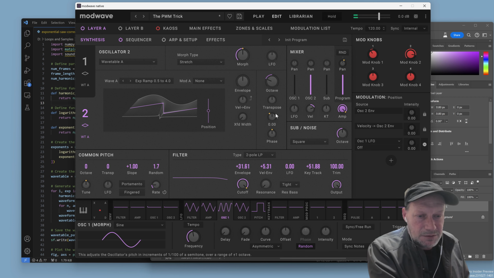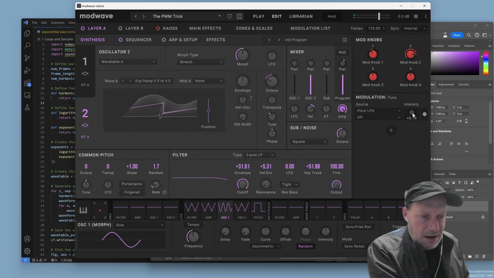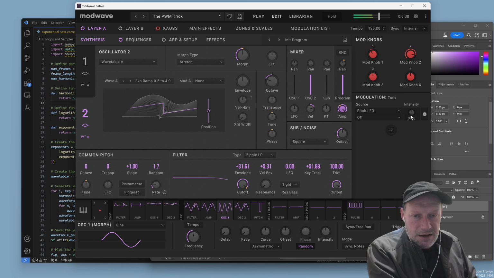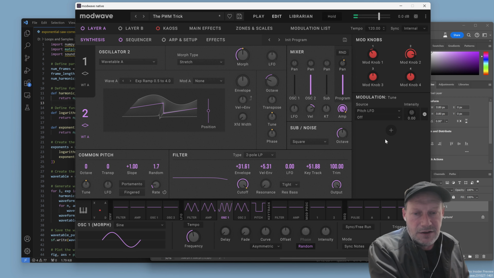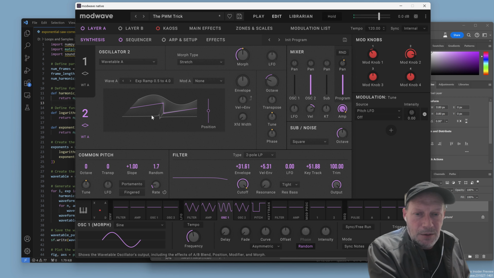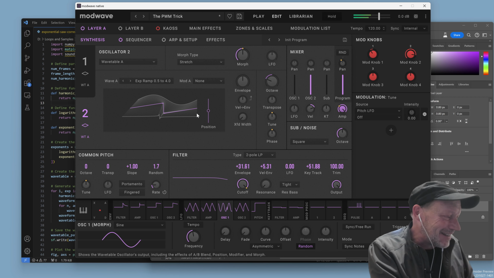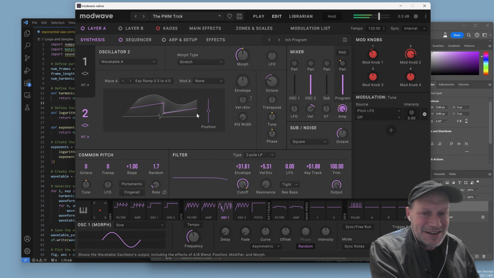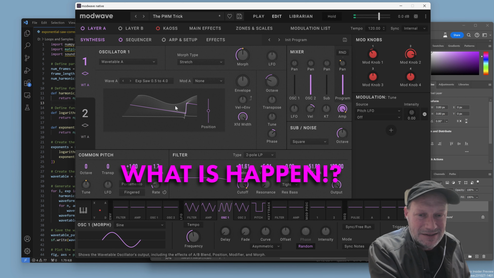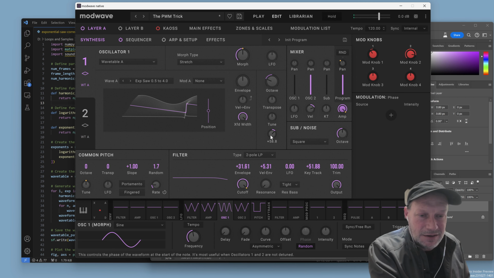And I do have some tuning going on. Let's turn that off. Okay, so there's our Sawtooth wave. Now, how is this different? It sounds like a Sawtooth wave, right? I mean, it seems like it's almost the same wavetable, but how is it different?